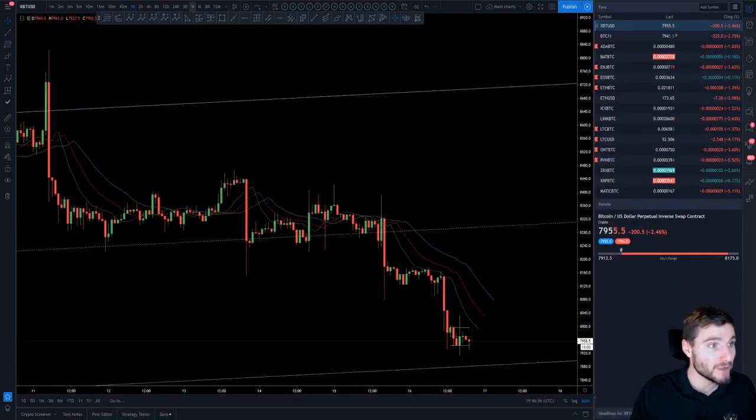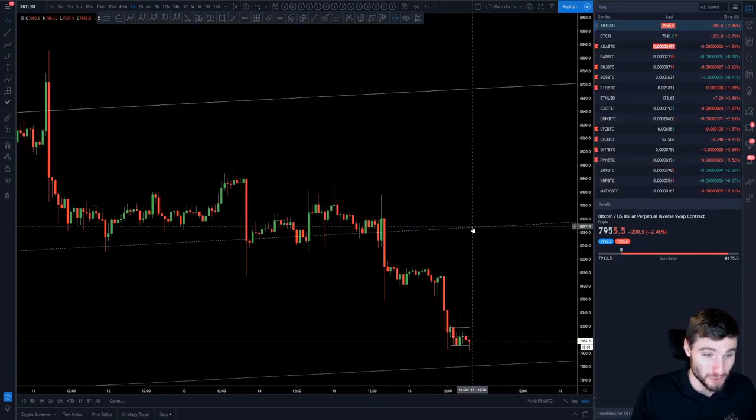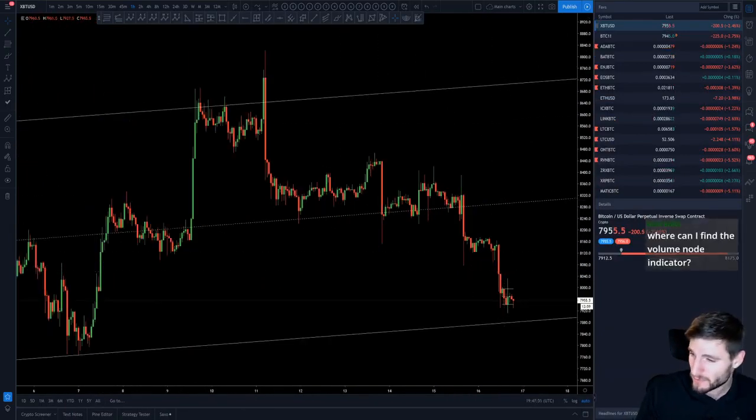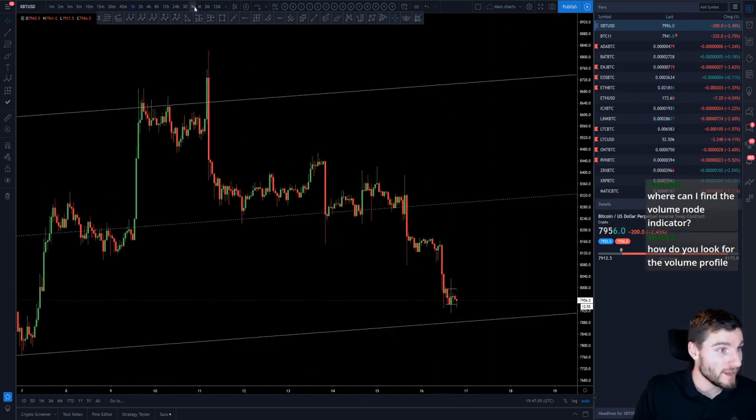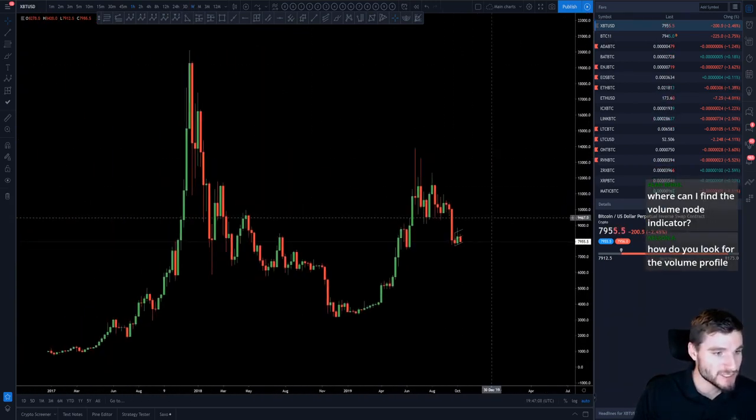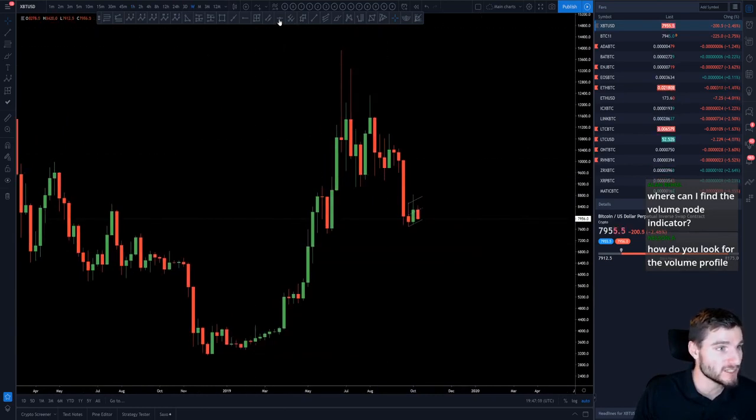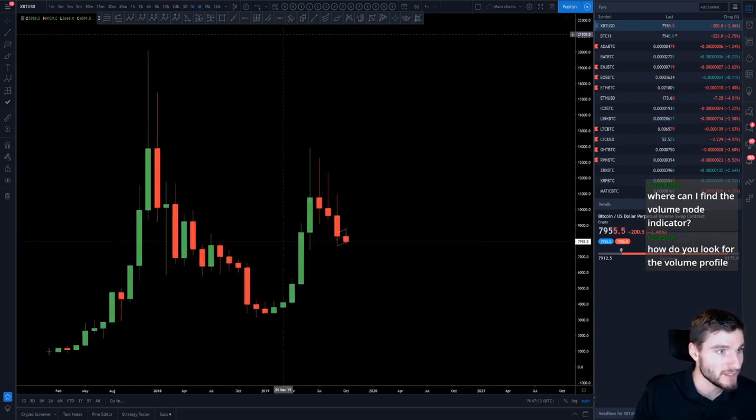I wanted to end with Bitcoin before I do call it a night, and then I will answer some of these questions as well. So Bitcoin. Annoyingly, TradingView deleted everything, so I just need to redo this chart a second. Let's just add in these levels really quickly. Silly TradingView literally deleting everything.